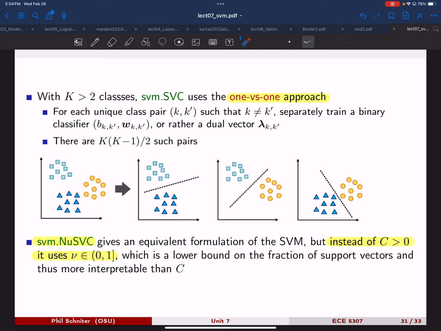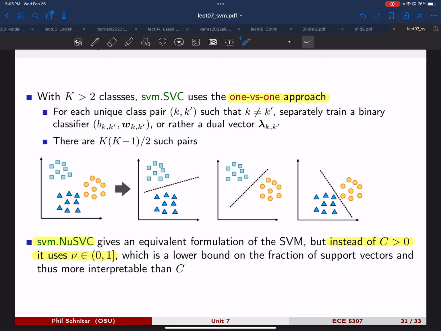But this C is a little bit harder to tune because this could be a possibly very large number, so maybe you have to search over many orders of magnitude, whereas this nu is just a number between 0 and 1, and it's easier to find it. And it has an interpretation, which is it's a lower bound on the fraction of support vectors. So it's more interpretable.